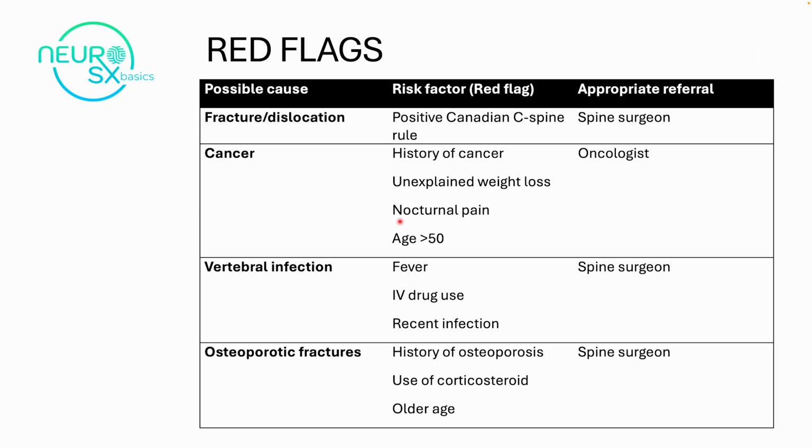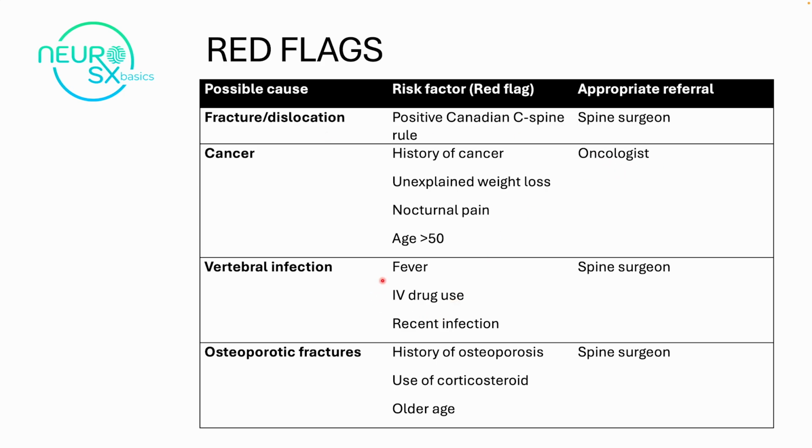Now, as we had discussed with back pain, we also have particular red flags that might point to some particular conditions, even with neck pain. And these red flags would require an appropriate referral to a particular specialist. So for example, if you find anything positive on the Canadian C-spine rule, it mostly indicates you might have a fracture or a dislocation, and the patient should be referred to a spine surgeon. If there's a history of cancer, unexplained weight loss, nocturnal pain can be present either in cancer or inflammation, or if the age is more than 50 and the patient has new onset pain, we have to suspect it might be cancer and refer them to an oncologist.